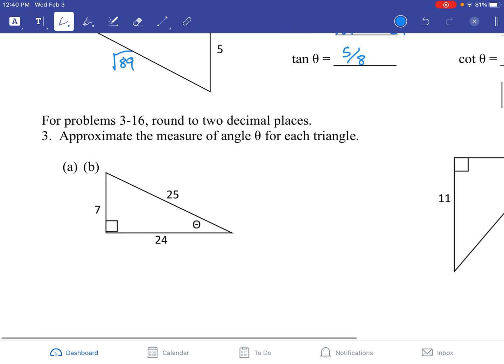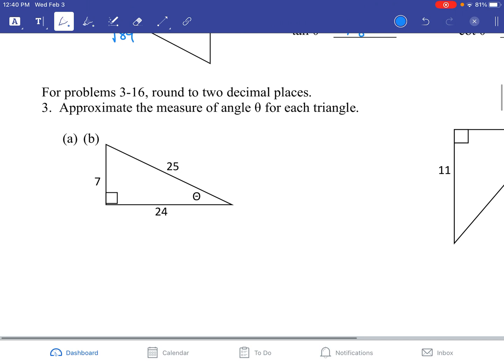Okay, next. All right, we want to find the measure of angle theta for each triangle. For this one, we're given 3 sides, so that means you can use any trig function you want. In this case, we are trying to find what theta is. I'm going to use sine because why not? We have 7 over 25. So sine of theta equals 7 over 25.